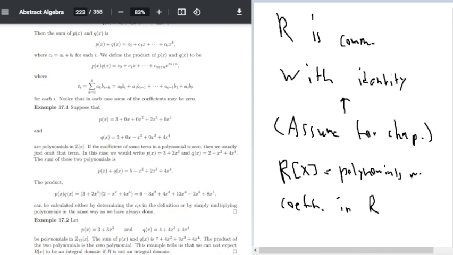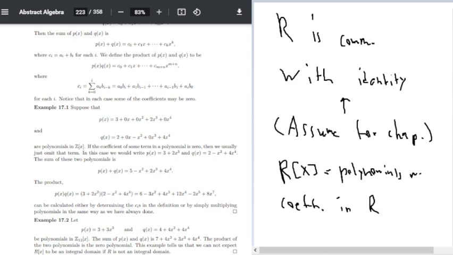Alright, example 17.1. Suppose that p(x) is equal to 3 plus 0x plus 0x^2 plus 2x^3 plus 0x^4, and q(x) is equal to 2 plus 0x minus x^2 plus 0x^3 plus 4x^4 are polynomials in Z[x]. If the coefficient of some term of the polynomial is 0, then we usually just omit that term. In this case, we would write p(x) is equal to 3 plus 2x^3, and q(x) is equal to 2 minus x^2 plus 4x^4.